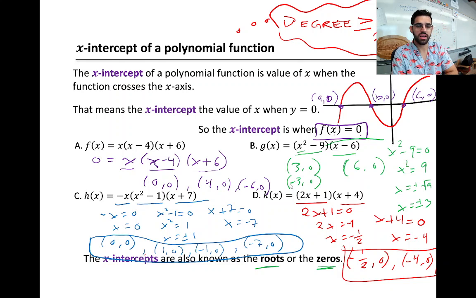Okay, one more thing. X-intercepts are also known as roots or zeros. We use x-intercepts, roots, and zeros somewhat interchangeably. Usually, when we talk about the graph, we talk about roots or intercepts. Usually, when we talk about an equation, we're talking about zeros. But keep in mind, they mean the same thing.